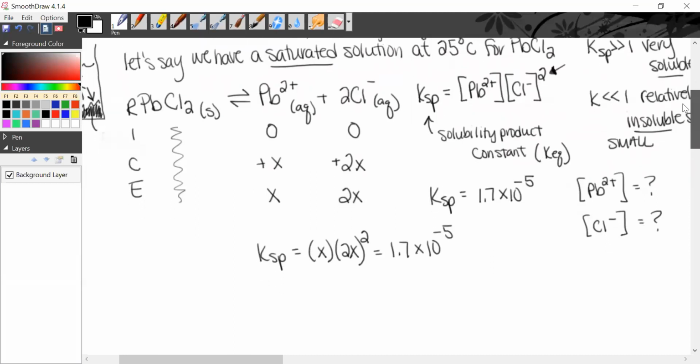All right, grab your calculators. So 2x squared is going to be 4x squared times x. So we are at 4x cubed equals 1.7 times 10 to the negative 5th. And depending on how fancy your calculator is, you probably have a cube root button. I don't have my fancy calculator with me. You can always raise something to the 1/3 to get a cube root. So I'm going to divide by 4 and then take the cube root of it.